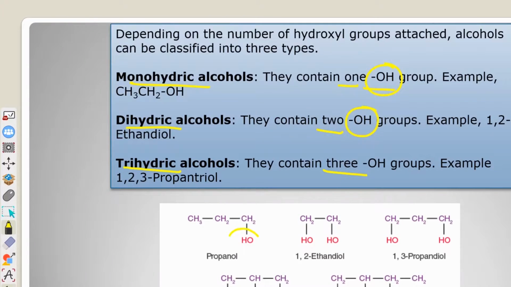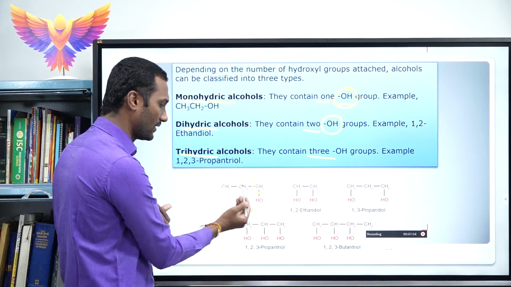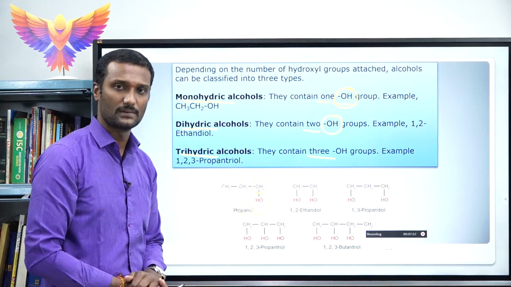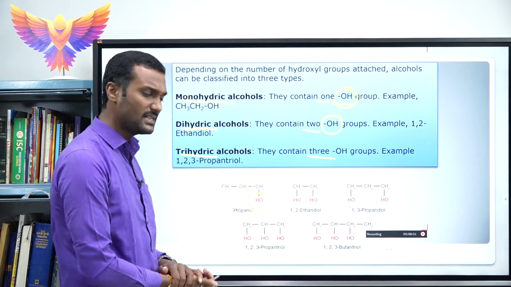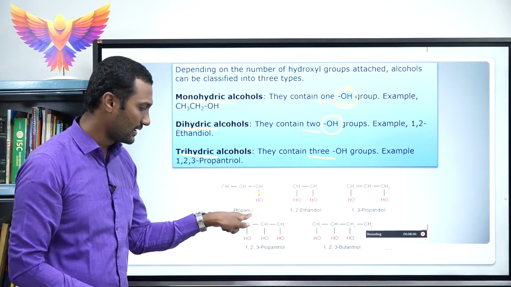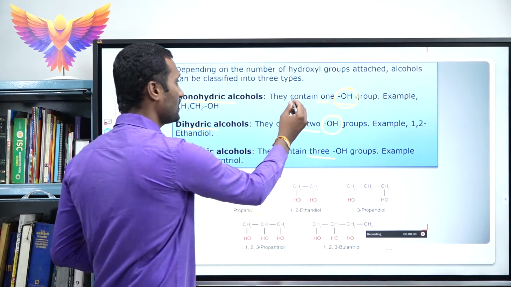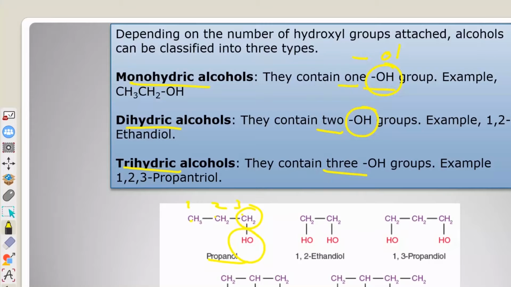Now its IUPAC name, how to give the name. You can observe here there is only one OH group attached directly to the carbon atom, hence it is sp3 hybridization, and we have three carbon atoms, 1, 2, 3. Am I right? We give the numbering from this end, 1, 2, 3, because we give preference to the functional group OH. Hence, since there are three carbon atoms, it is called propanol, because for the functional group alcohol the suffix ends with OL. Am I right? OL. So you can observe here we have taken OL.